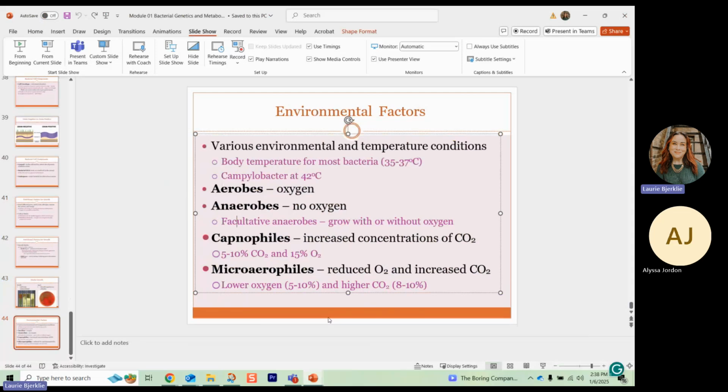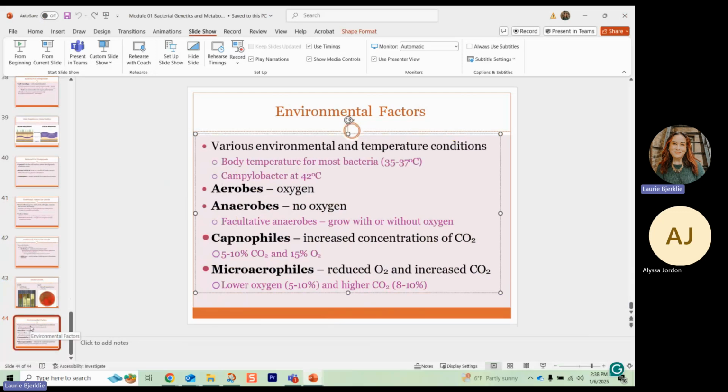And then you have the term microaerophiles. So micro for small, aero for oxygen. It just means it wants less oxygen. It wants oxygen down around 5 to 10%, and then it will bump up the CO2 to 8 to 10%. So the CO2 with capnophiles and microaerophiles is around the same level. It's the oxygen that varies. Capnophiles can leave the oxygen up around 15%, but microaerophiles really want less oxygen. I would know the difference between these terms. You should know an aerobe versus anaerobe versus capnophile versus microaerophile. They're bolded there for a reason.